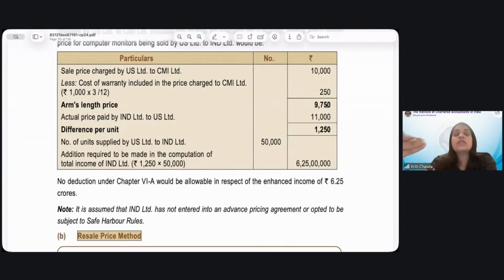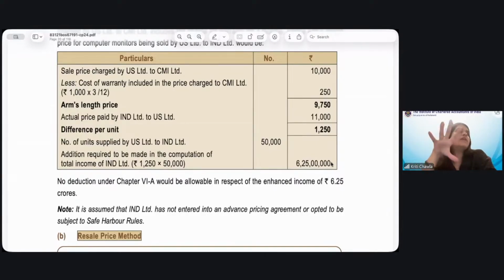Okay, that basically means that US Limited should have been charging 9,750. But what is US Limited charging? Well, they are actually charging 11,000 rupees. So what is the difference? 1250. 1250 is the difference for 1 unit. What is the difference for 50,000 units? Well, it's going to be 6 crores 25 lakh out there, or 6.25 crores, which is going to be the enhanced income. So this is going to be the amount that will be primary adjustment out there. This is the amount that will be added to their income to make it comparable.